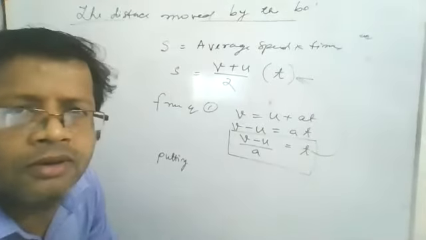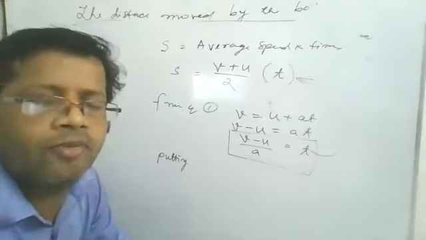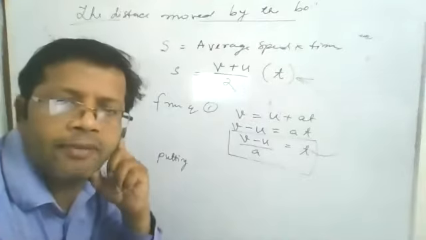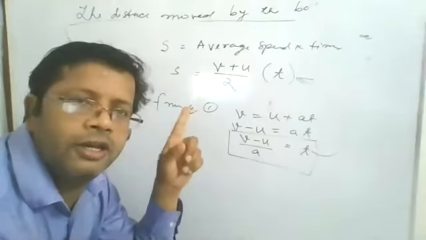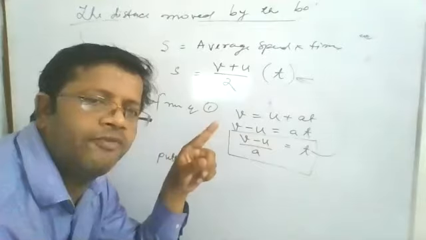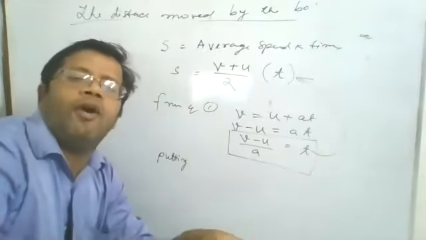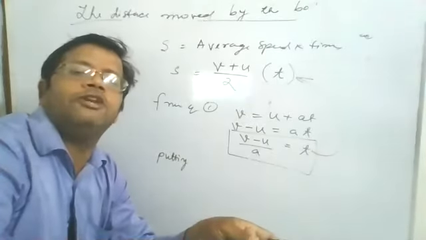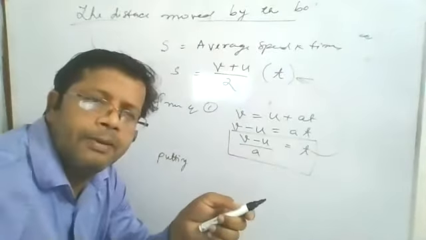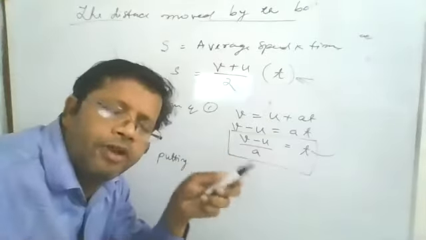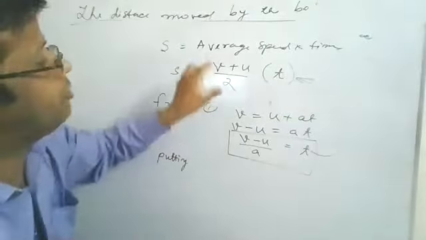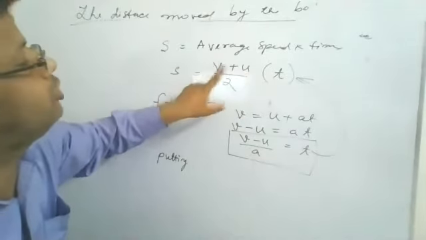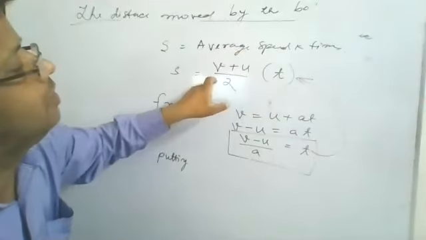But once again, what is the formula for distance moved by the body? It is the product of average speed into time. The initial speed is U, and the final speed is V. Since the motion is uniformly accelerated, the velocity-time graph is a straight line, so velocity increases at a constant rate. Wherever velocity changes at a uniform rate, how can we determine the average speed? Initial velocity plus final velocity divided by 2, that is the average speed, into time.